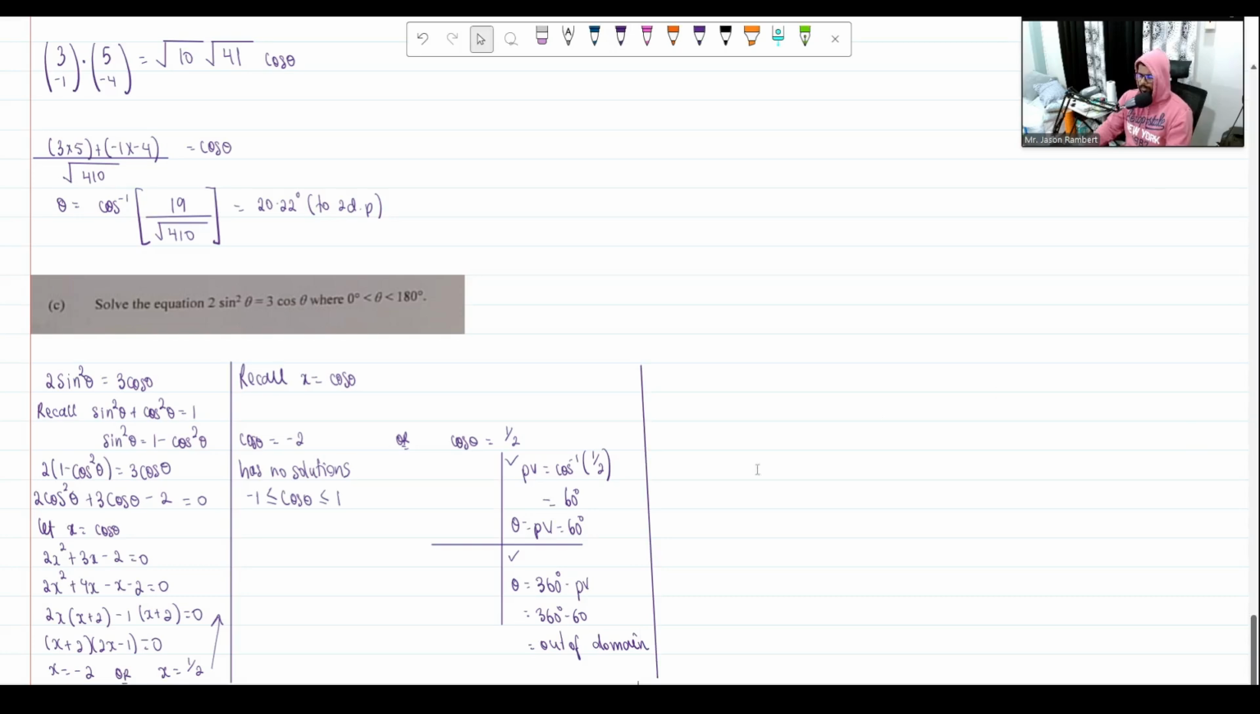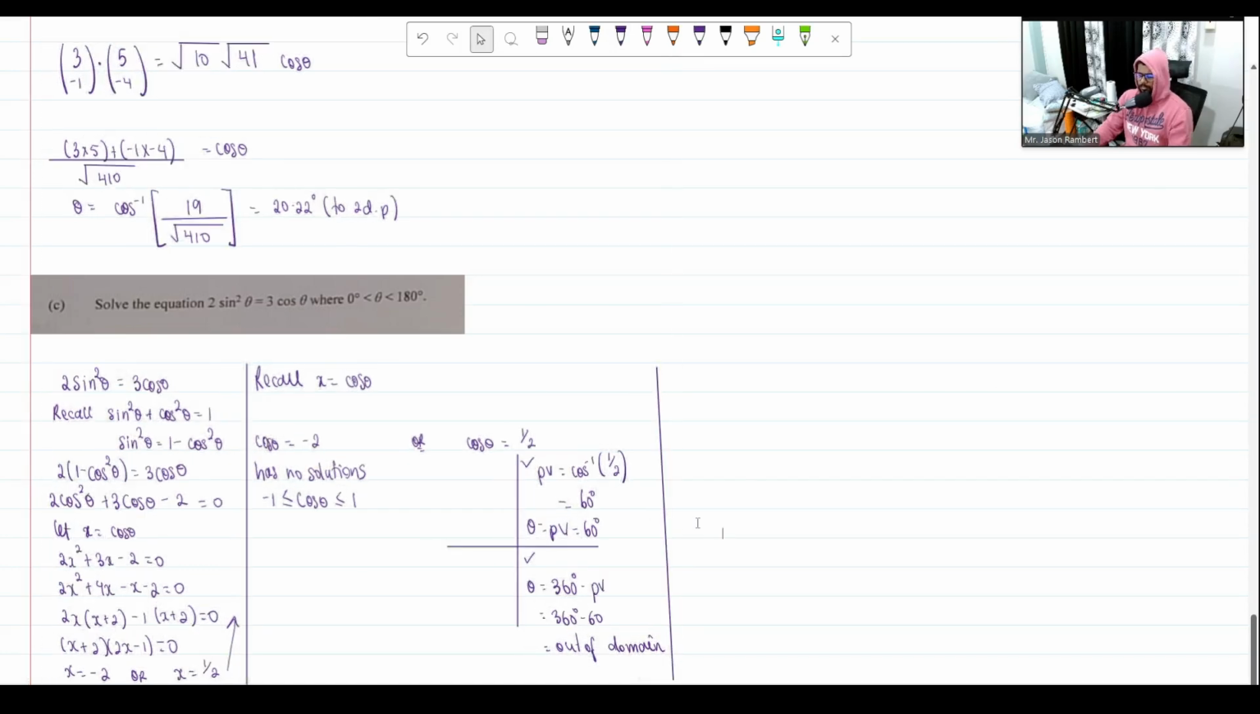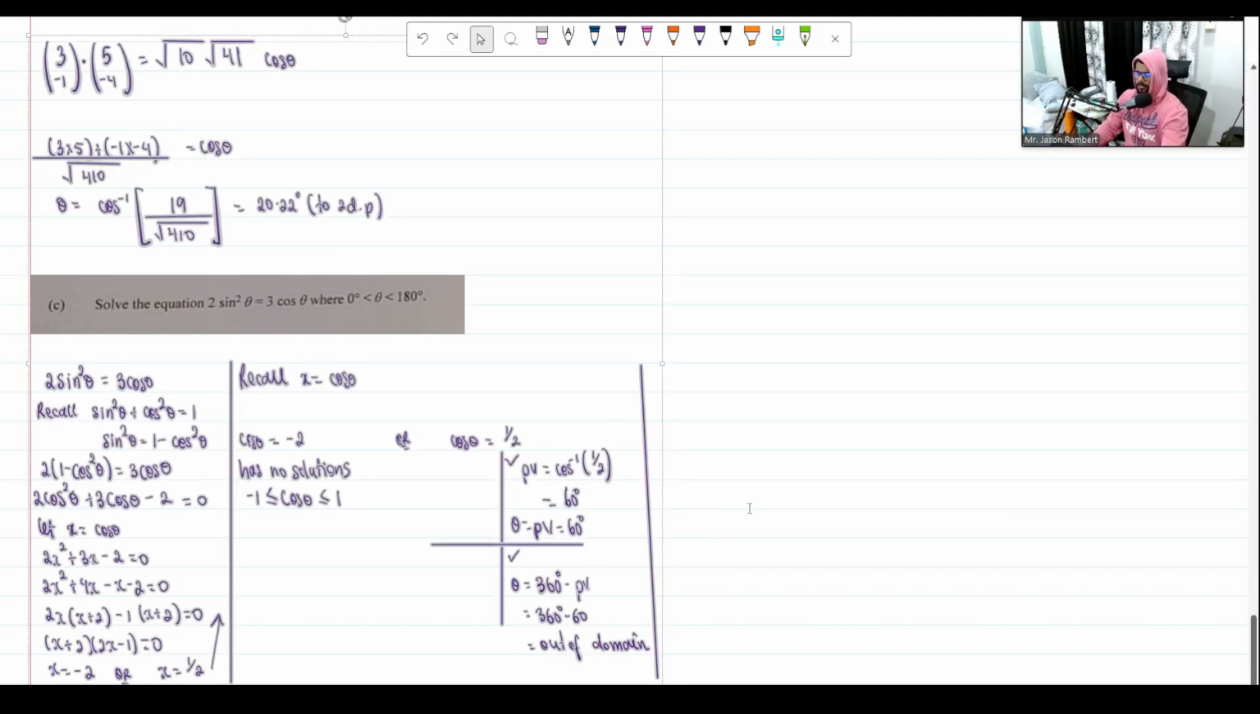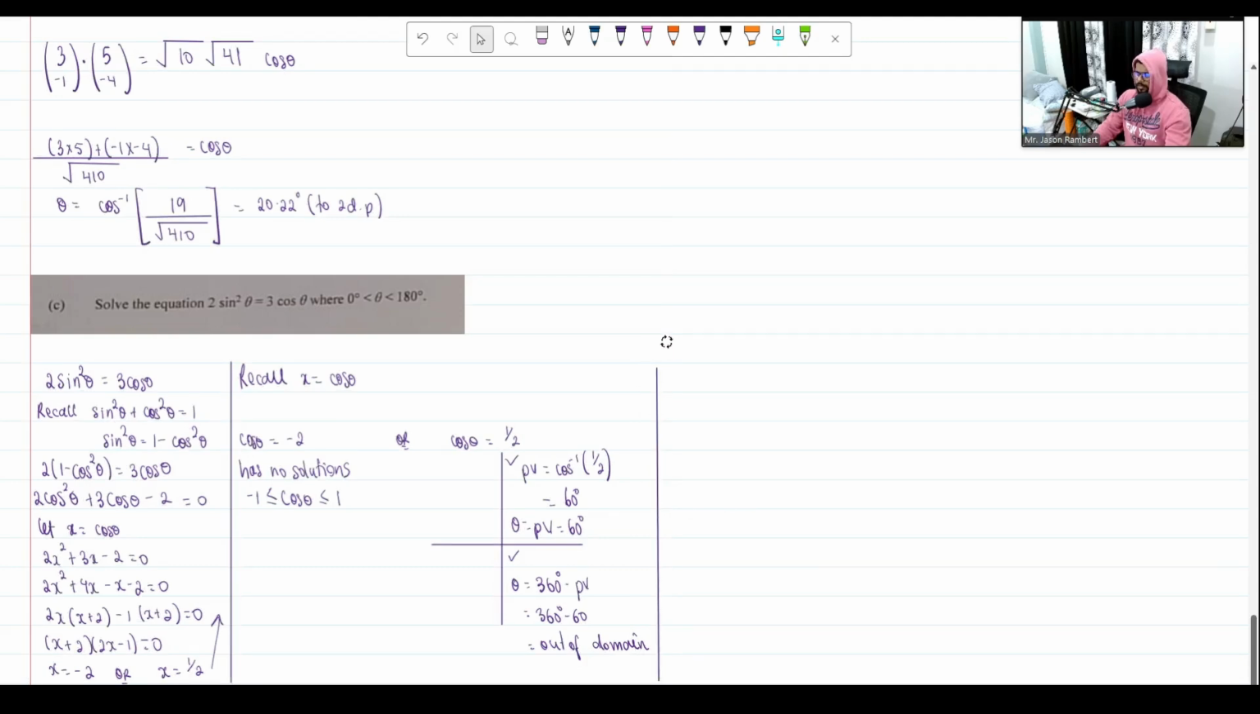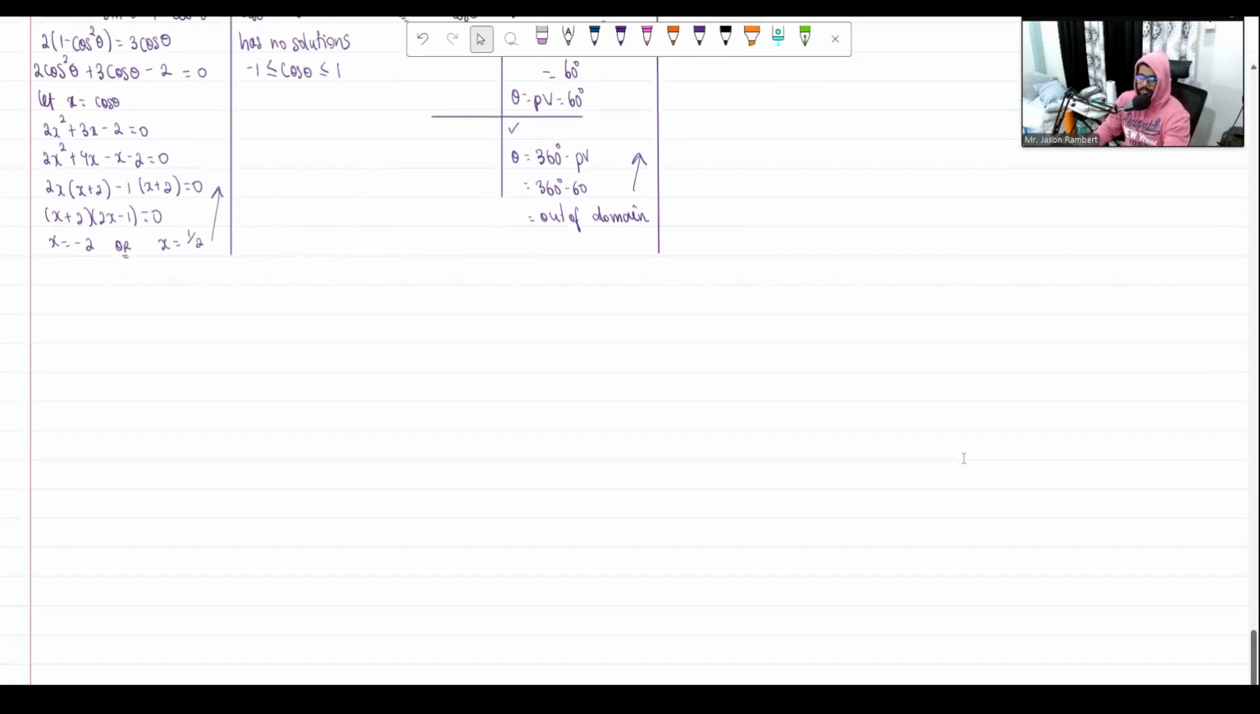Now, all the lines and things don't have to be perfectly straight like how I want mine to be. That's okay. My solution, theta is equal to 60 degrees alone for this particular domain. And finally, prove an identity for number 3.